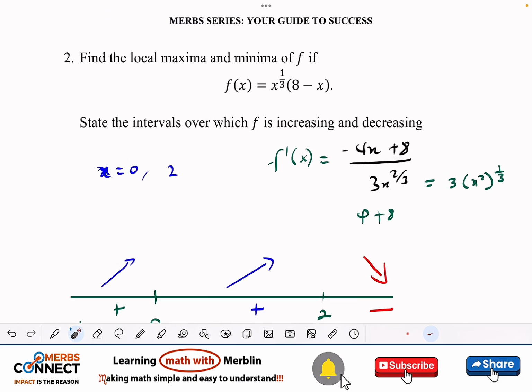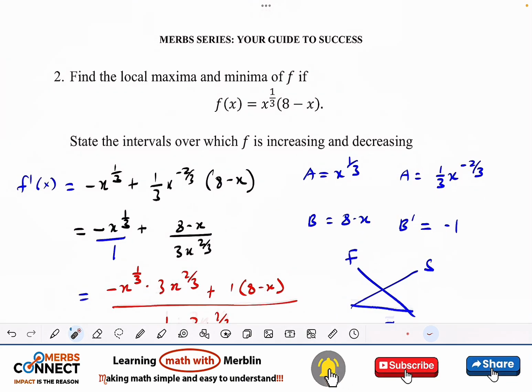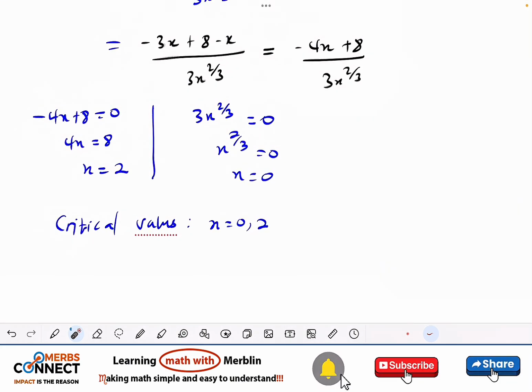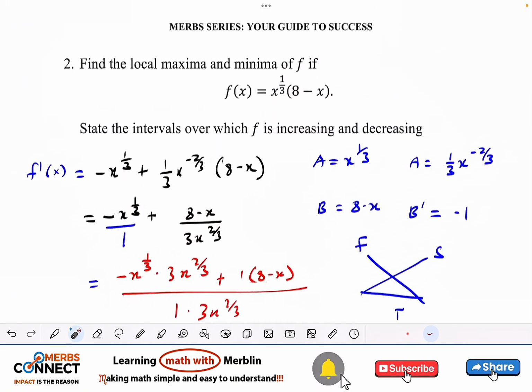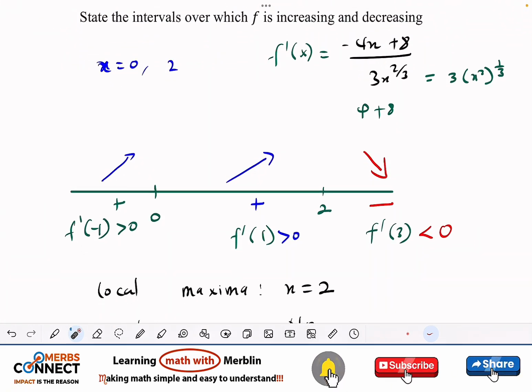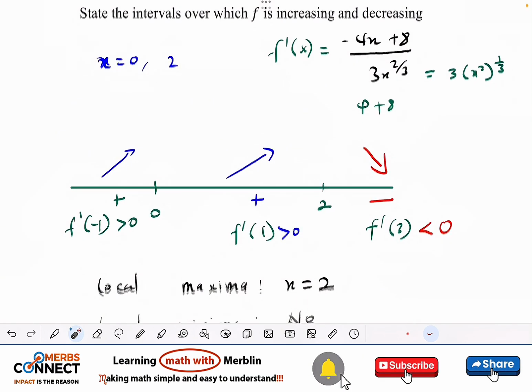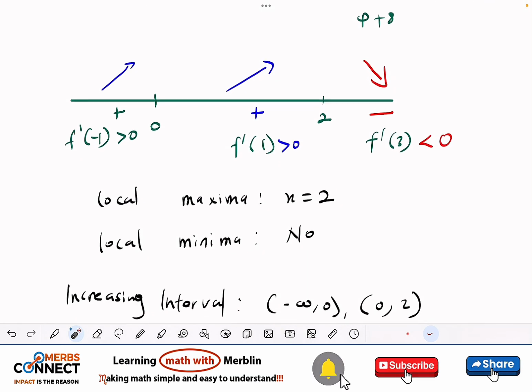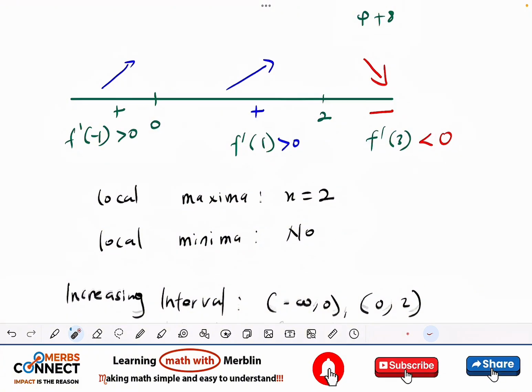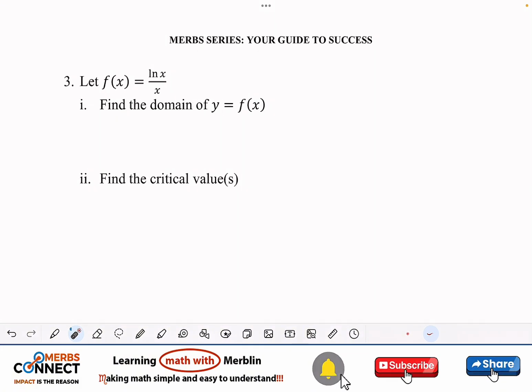So this one, the hard work here is how to figure out your critical values. If you're able to figure out your critical values, then the rest is just draw the sign chart and figure out whether it is increasing or decreasing, and you'll be able to find out your local maximum and minimum, and then your increasing and decreasing interval.